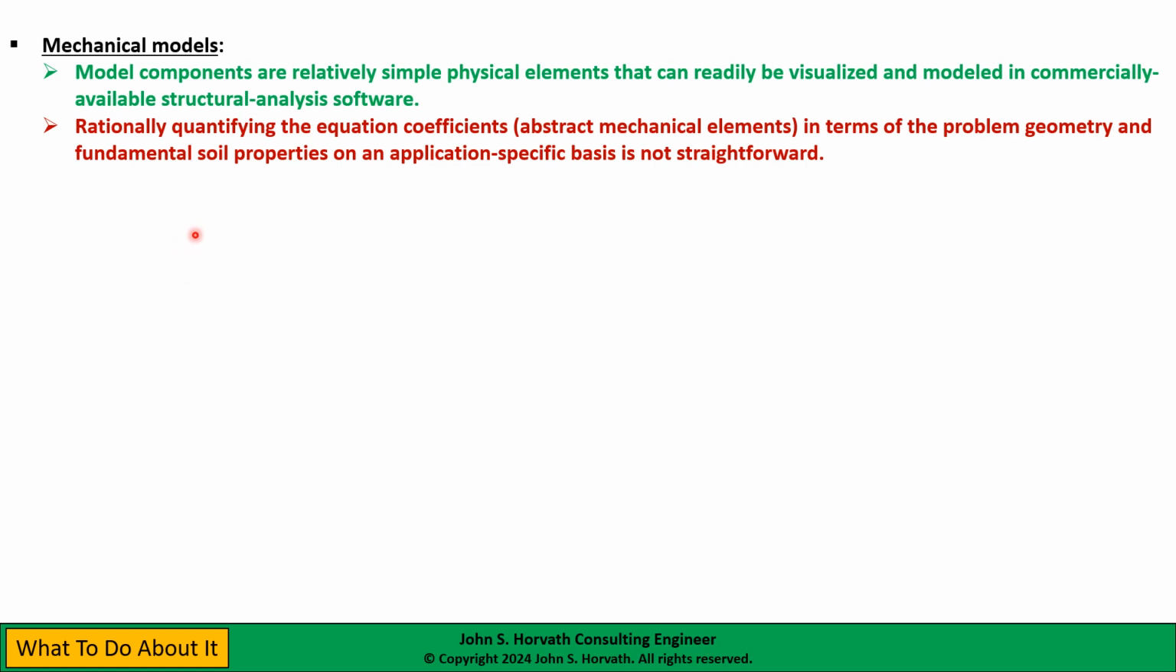For example, with mechanical models, on the pro side, the model components, right, springs, shear layers, tension membranes, these are things that we can easily visualize. And we can actually model them pretty easily in commercially available structural analysis software nowadays. It's no big deal to model them. The problem comes in is, okay, you've created this model. Tell me what the spring constant is. Tell me what the tension is in the membrane. Tell me what the shear modulus is in the shear layer. It's how to quantify the different equation coefficients. This is the downside or con to mechanical models.